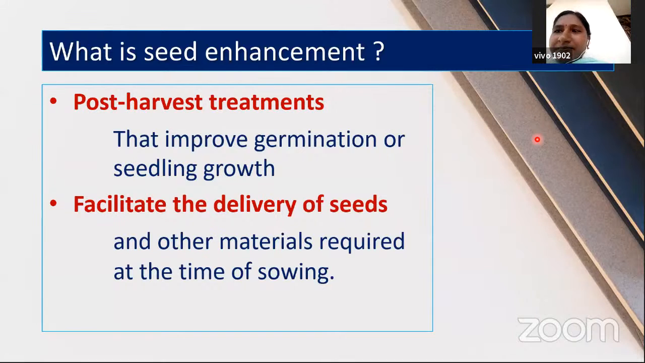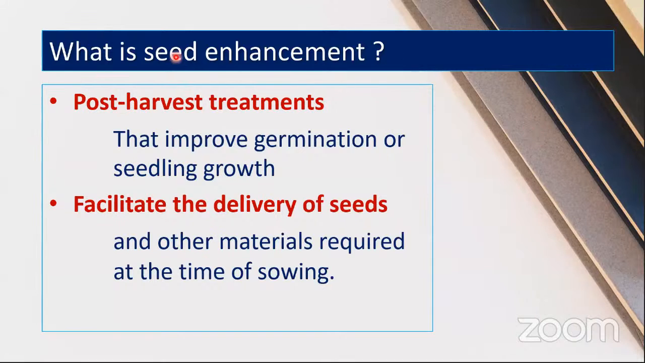Okay. So now, what is seed enhancement? The post-harvest treatments that improve the germination or seedling growth come under seed enhancement, and some treatments will help to facilitate the delivery of seeds and other materials required at the time of sowing. These both components come under seed enhancement. Simply saying, post-harvest treatments like seed coating, seed priming and seed pelleting all fall under seed enhancement. So they will add value to your seeds. That's all, simple.